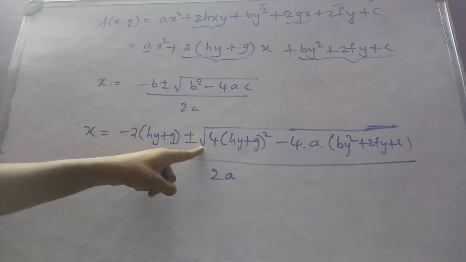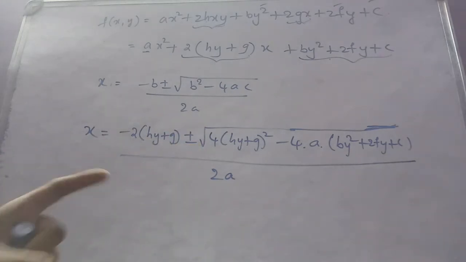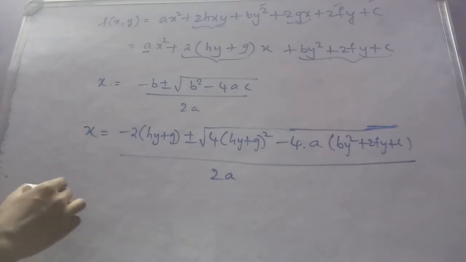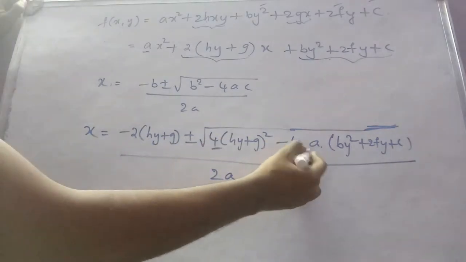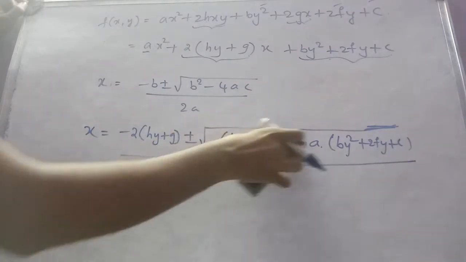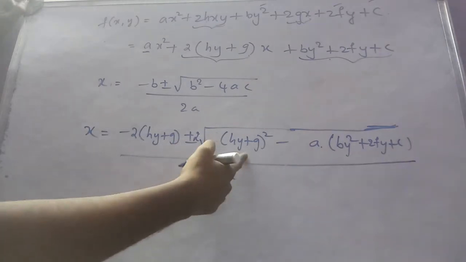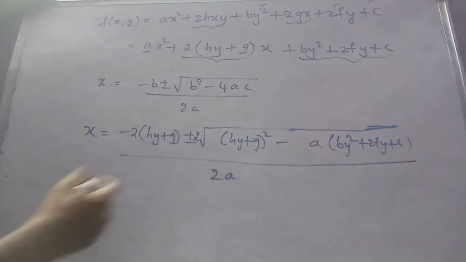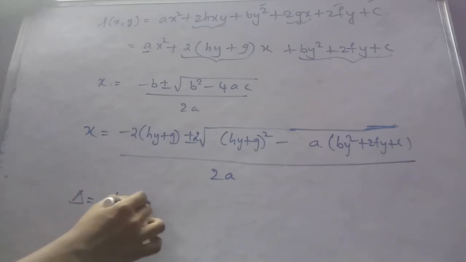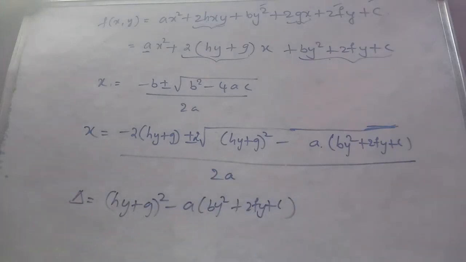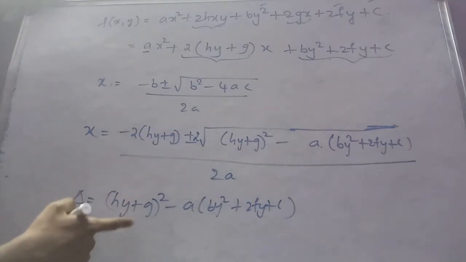If whatever is present inside the square root, it is a perfect square, only then we will get a rational root. Right? So that means the thing that comes inside the square root, what is it? You can take 4 common outside. If you take 4 outside the square root, you will get 2 outside the square root, and only this thing is inside the square root. What is it? So now delta is equal to hy plus g whole square minus a into by square plus 2fy plus c. So this is delta. This must be a perfect square. Understand that this delta inside the square root, it must be a perfect square.